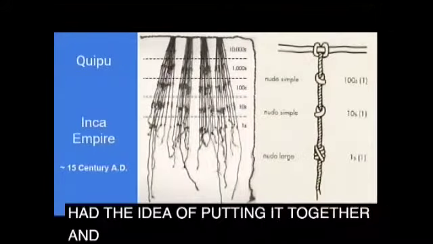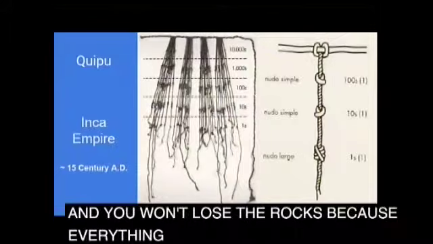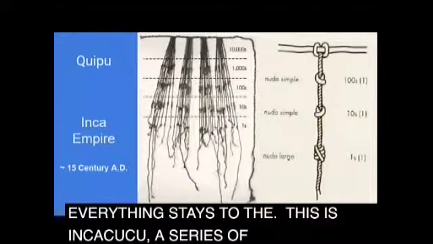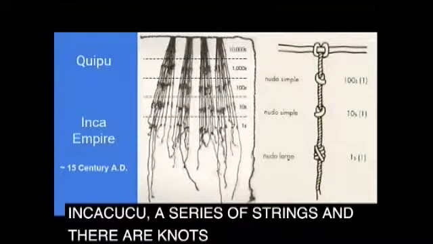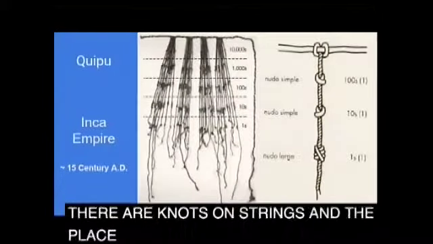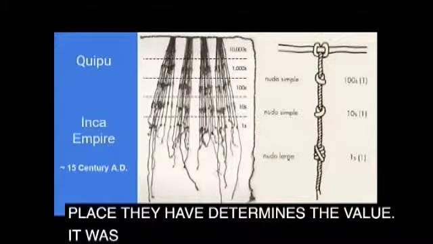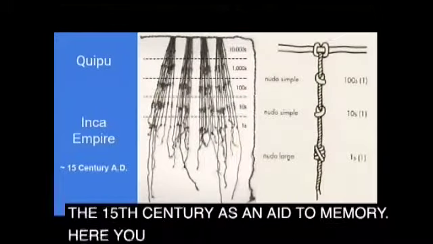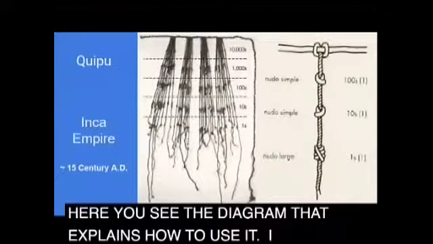This is an Inca quipu, and it's a series of strings with knots on them. The place that the knots have on the strings determines the value of that knot. So it's a good exercise for place value. It was used by the Inca Empire around the 15th century for record-keeping purposes, as an aid to memory, for commerce probably. Here you can see a diagram that explains how you use it. I've used this with lower elementary students. It can be fairly effective if used at the right times.